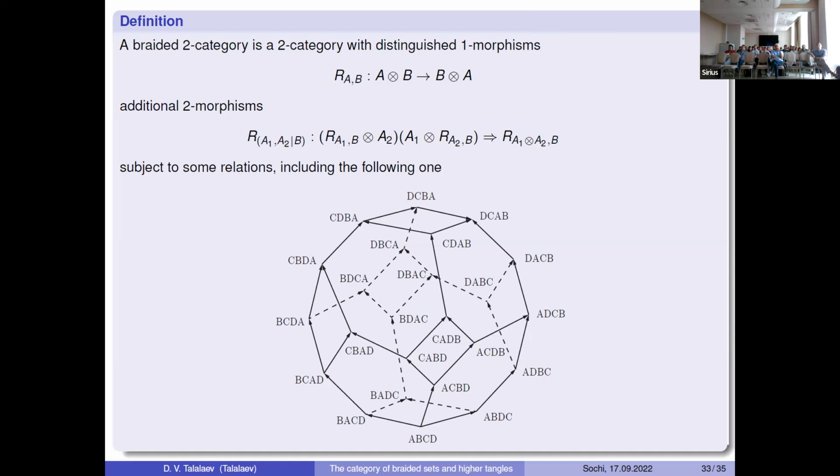And moreover, it is necessary that such 2-morphisms satisfy some additional relations, and one of them is illustrated by the permutohedron P4. There is a theorem which principally says that there is a braided monoidal 2-category which is related to isotopy classes of 2-tangles in 4 dimensions.